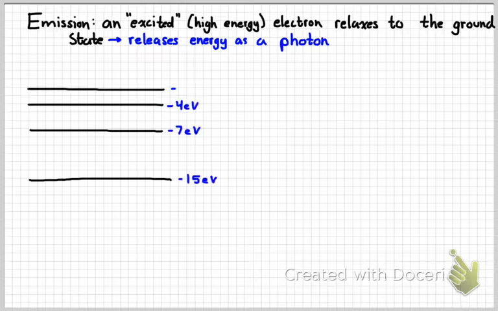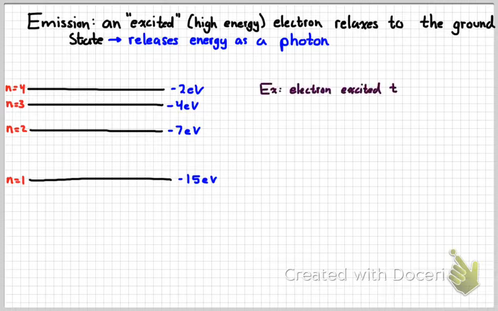So I'm redrawing my electron level diagram real quick, same one as before. And let's suppose that an electron is excited to the n equals 4 state.